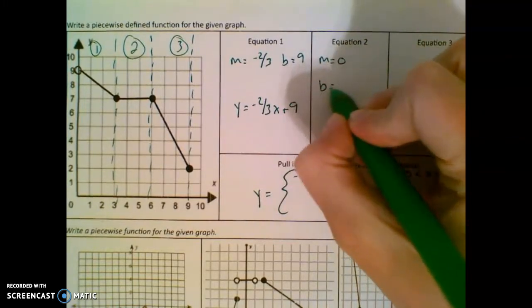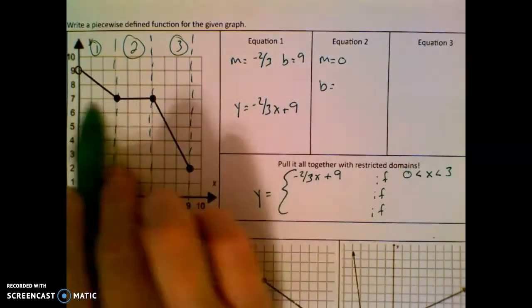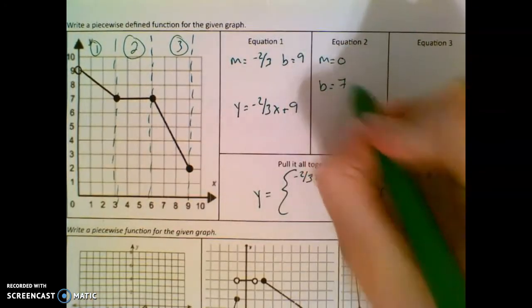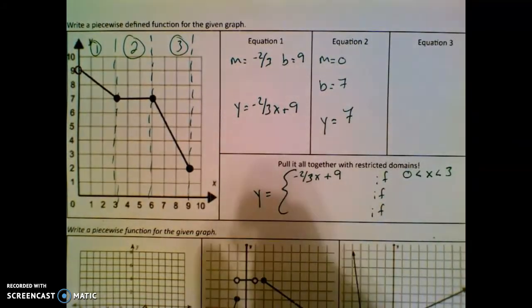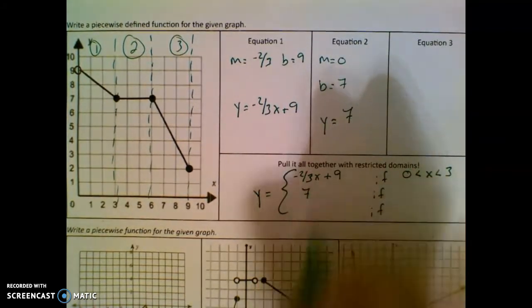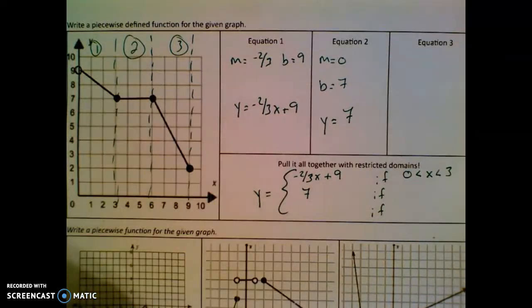And the intercept is just where it would cross if it kept going. So 7. Your equation is literally just y equals that value. y equals 0x plus 7, or y equals 7. That's literally it for straight lines. They're the best.